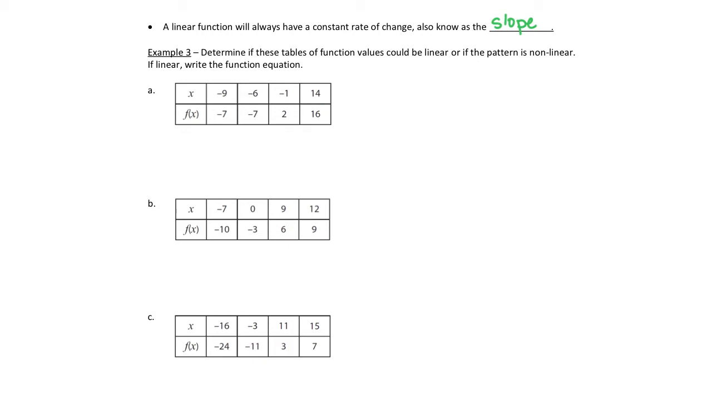Determine if these tables of function values could be linear or if the pattern is nonlinear. So if they're linear, write the function equation. So we've got to remember a couple things to help us out. The first thing is the slope formula, the change in our y values over the change in our x values. Just remember that now y is the same thing as f of x. So whenever you see y and f of x, just remember it is the same thing as your y.